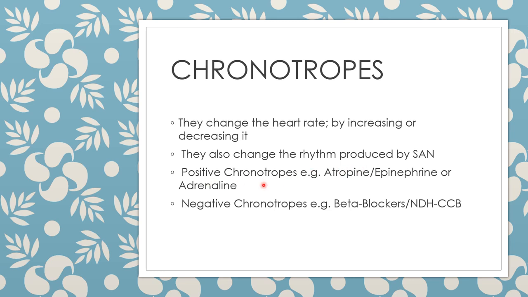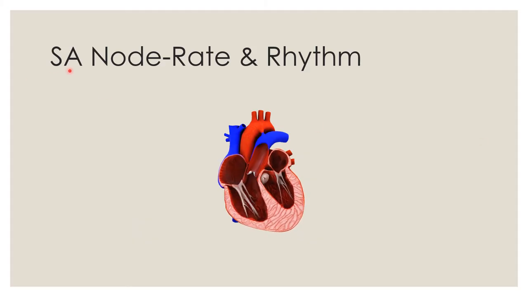A positive chronotrope example here will be atropine, meaning atropine can increase the heart rate. Epinephrine or adrenaline would do as well. Negative chronotropes include beta blockers and non-dihydropyridine calcium channel blockers. They have the power to alter the rhythm and heart rate by altering whatever the sinoatrial node has generated. So, sinoatrial node rate and rhythm.